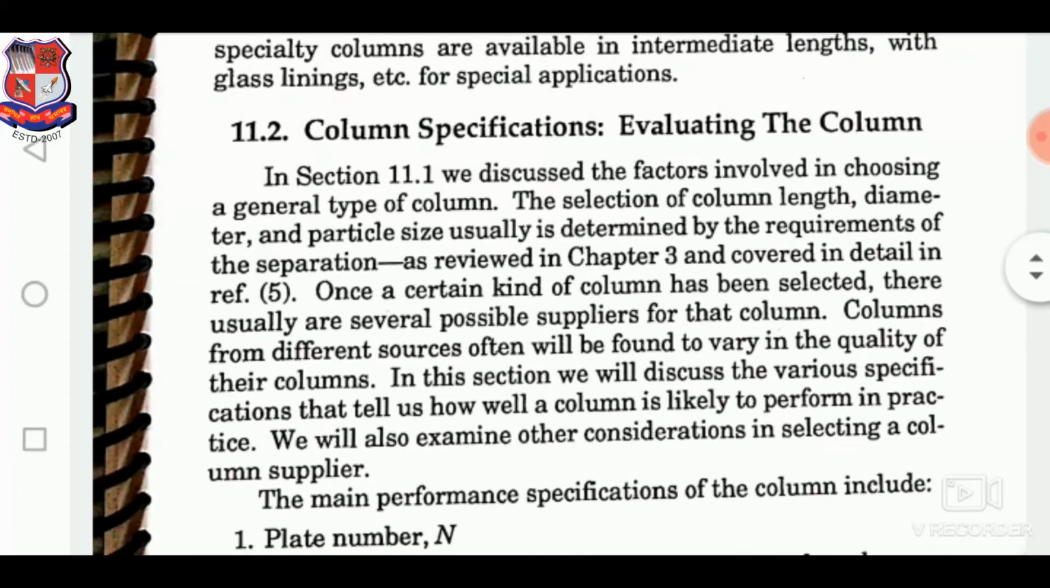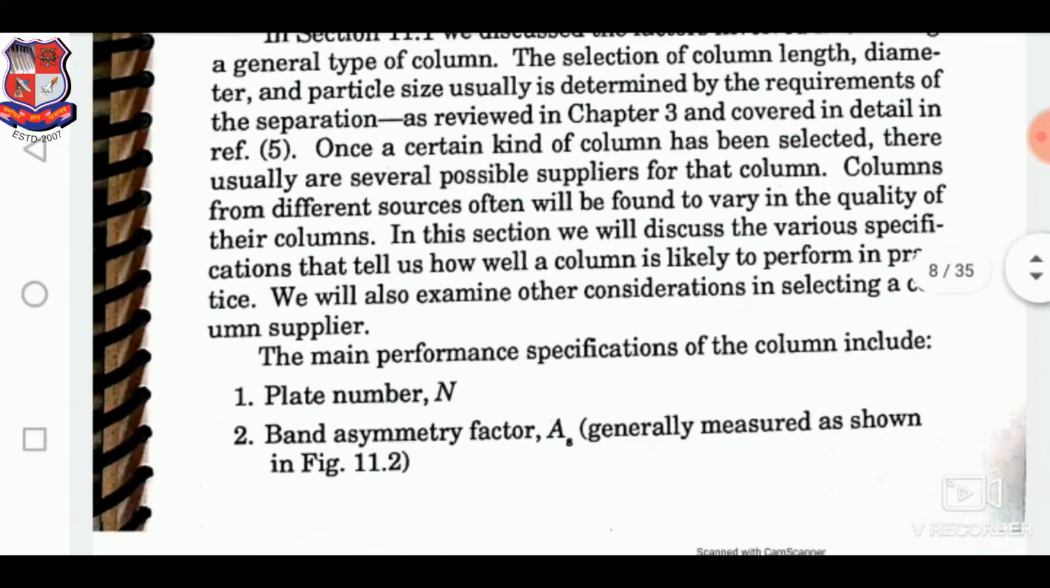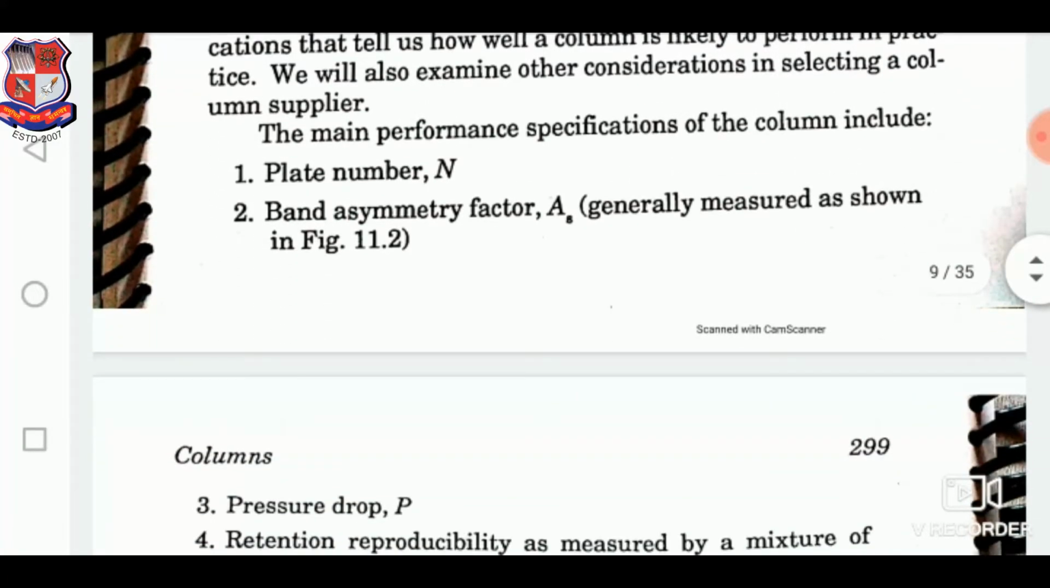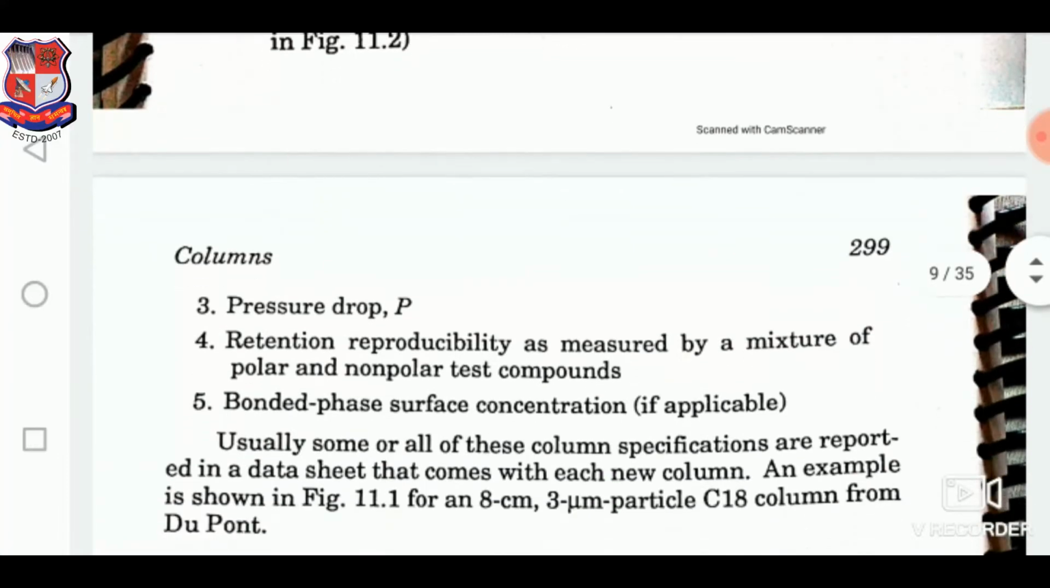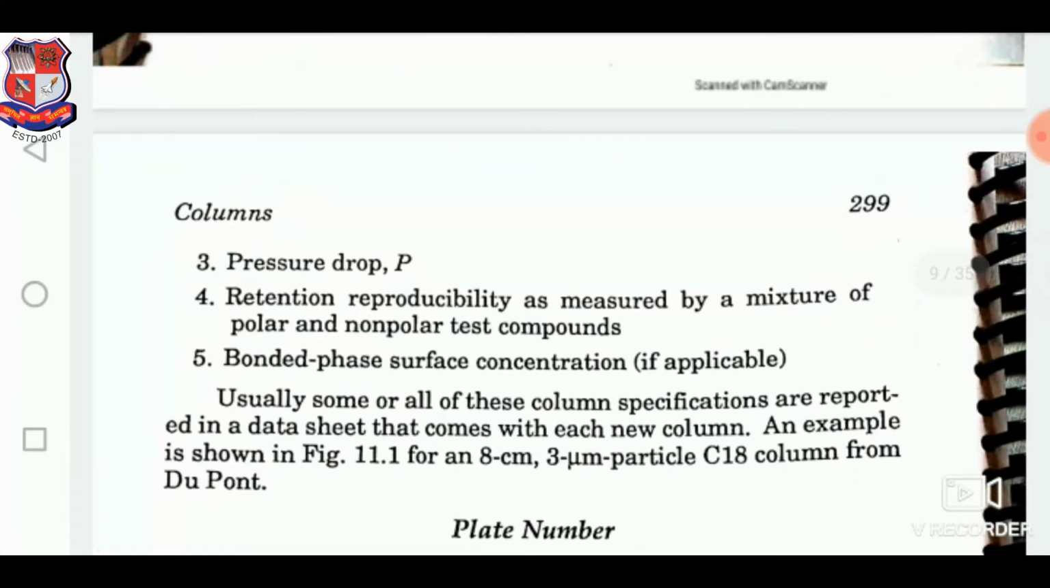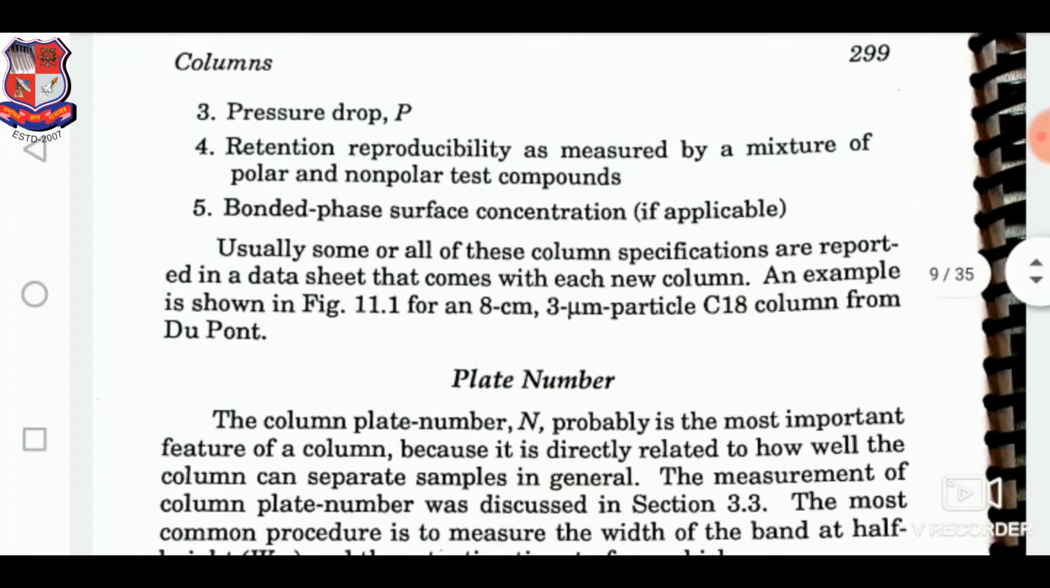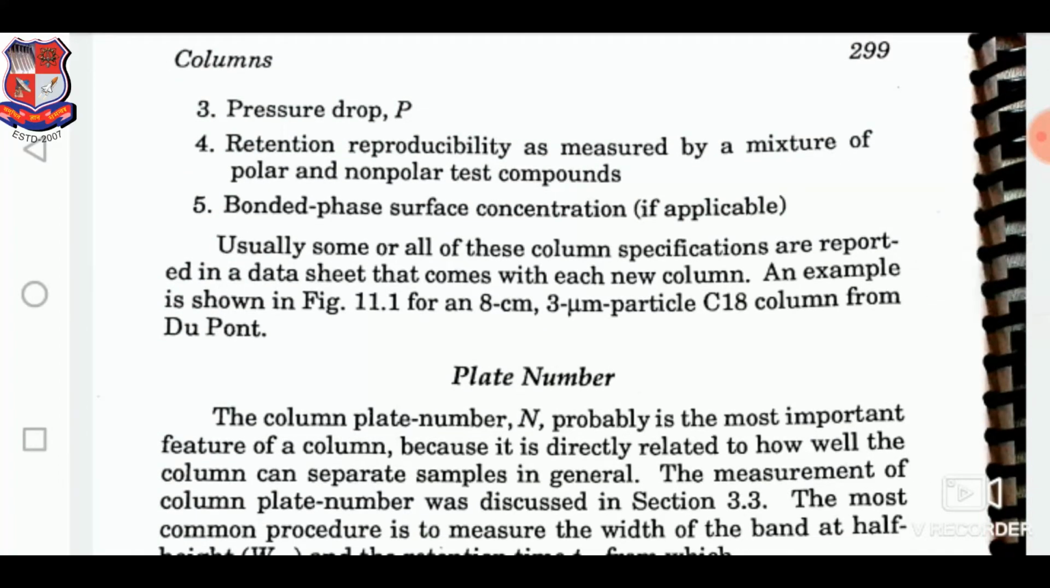Column specification. Now this is the most essential thing whenever the operator is running any kind of run on the HPLC or any ANSI system. The column specification has to be considered for evaluation of the column. So these are the characteristics: plate number, band asymmetry, pressure drop, retention reproducibility as measured by a mixture of polar and non-polar test compounds, and bonded phase surface concentration if applicable. So then the carbon load is considered for that.